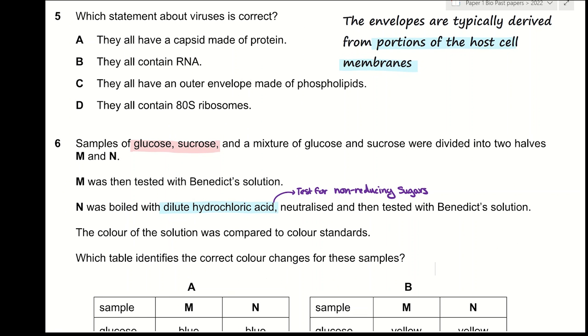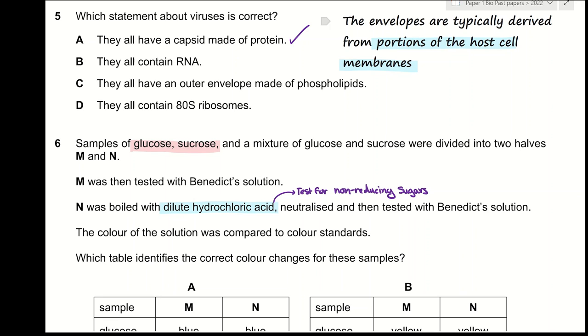Question number 5. Which statement about viruses is correct? A. They all have a capsid made of protein. Of course, this is correct because all viruses must have a capsid made of protein. Therefore, this is correct. It's a vital component of viruses.